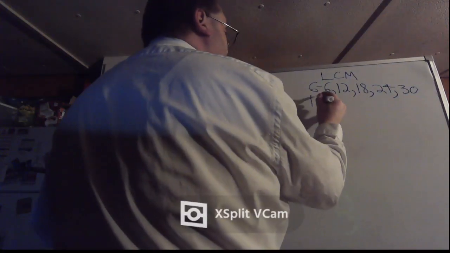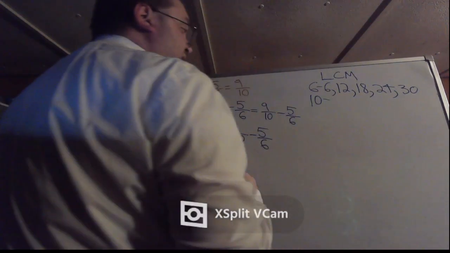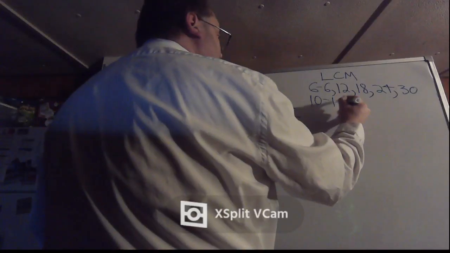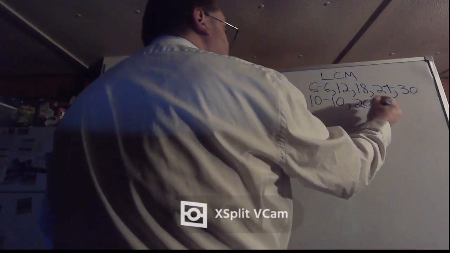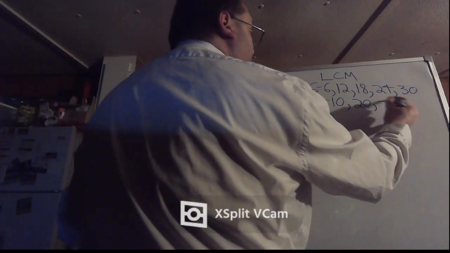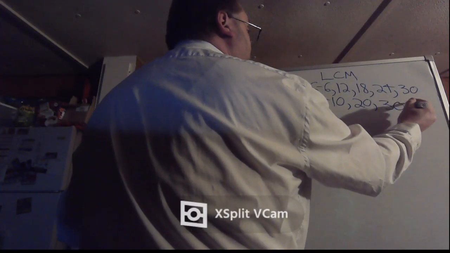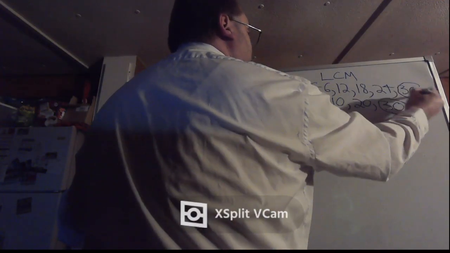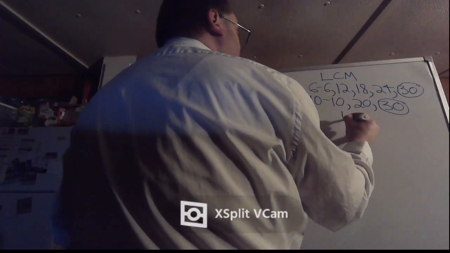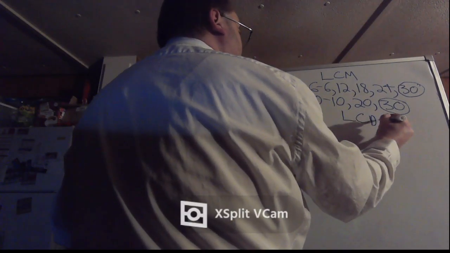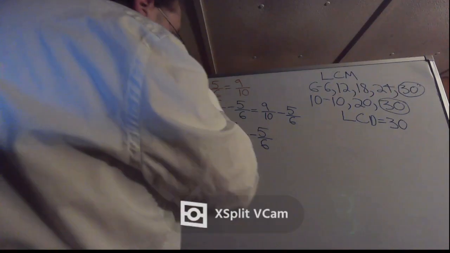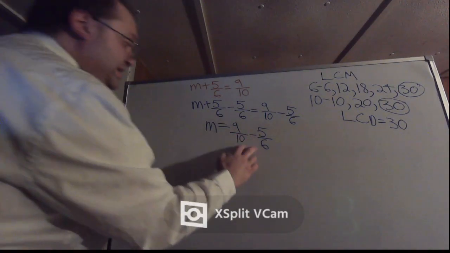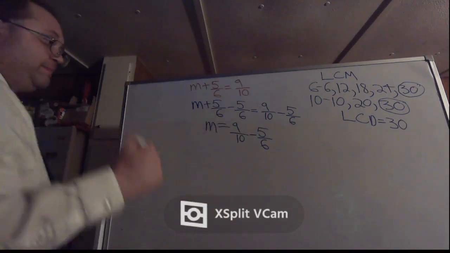Now we need some common multiples of 10. What is 10 times 1? Well, that's going to be 10. 10 times 2, 20. 10 times 3, 30. And we could stop right there. We have just found our least common multiple for both numbers. So that means the least common denominator is 30. So we need to go ahead and convert both of these denominators into 30.